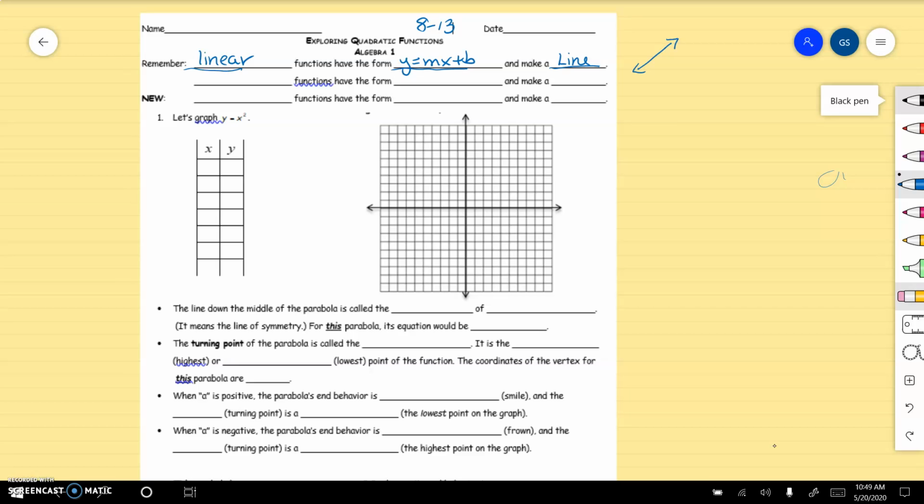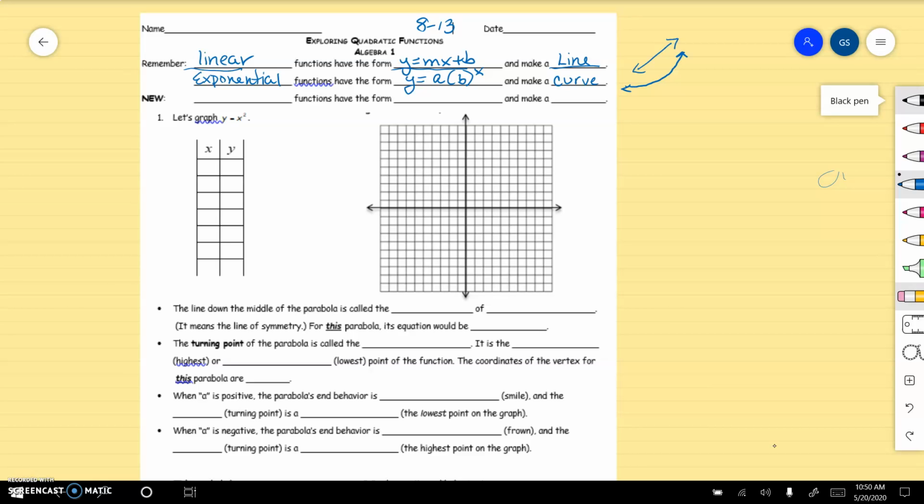Okay, next one we're going to talk about is exponential functions. Okay, exponential functions have the form, do you guys remember what this one is? It's y equals a times b raised to the x. So exponential is when the exponent is an x, and it makes a curve. We call it a curve. So it looks something like this. This would be exponential growth.